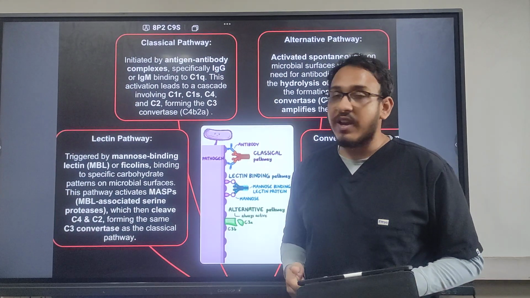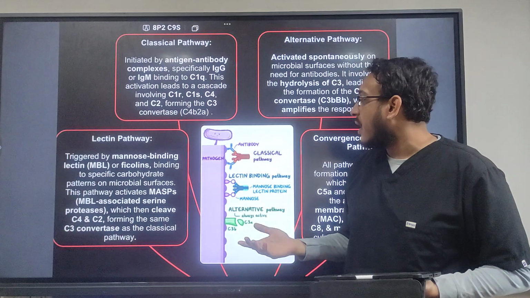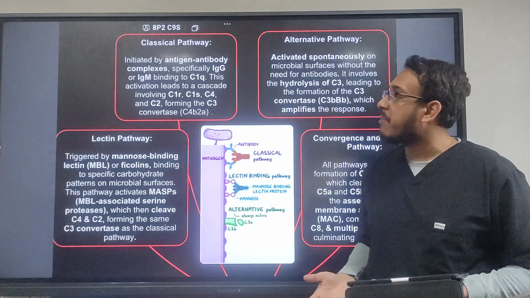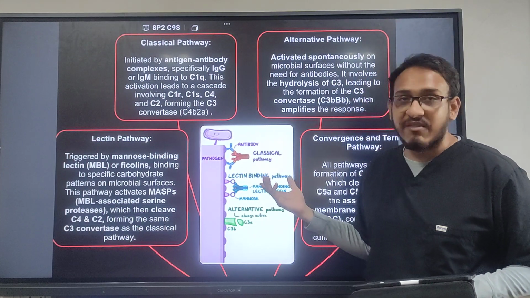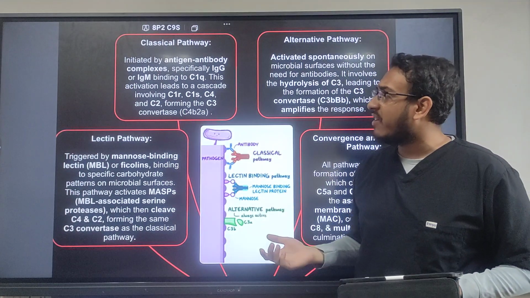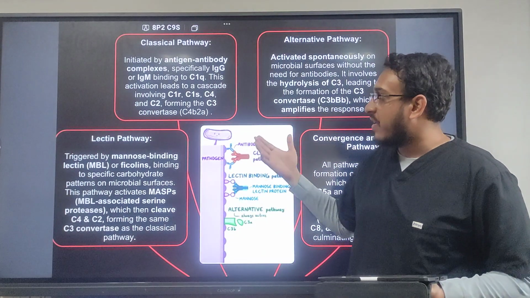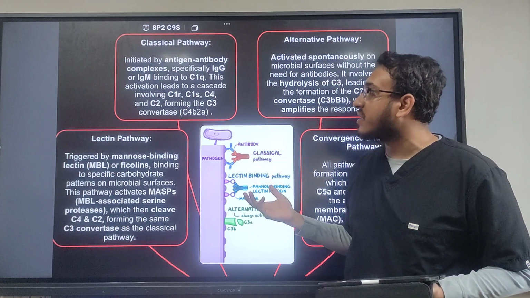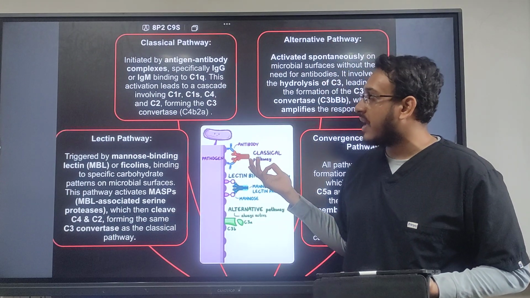The classical pathway is initiated by antigen-antibody complexes, as seen here, specifically IgG or IgM binding to C1q. This activation leads to a cascade involving C1 and various other C proteins, and ultimately it forms C3 with the help of the C3 convertase enzyme.